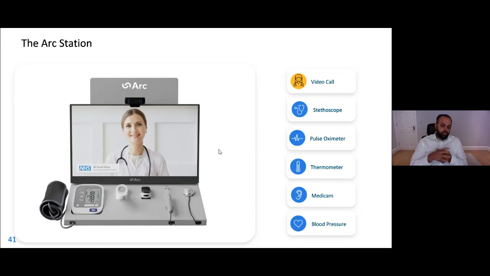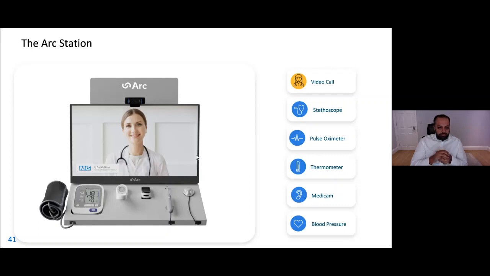However, we can also do contactless remote examination. So the clinician can be in location A, patient can be in location B, and the clinician can look into the throat, look into the ears, listen to the heart and lungs, of course, very important for flu season, and importantly, exclude sepsis as well with blood pressure, temperature, and a pulse oximeter.